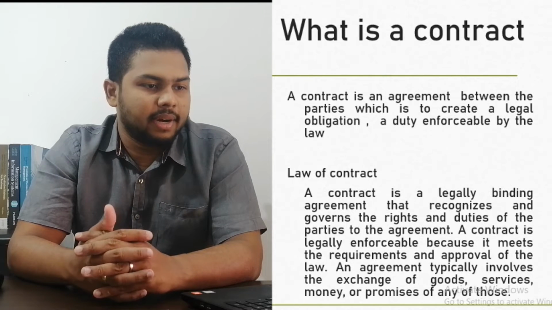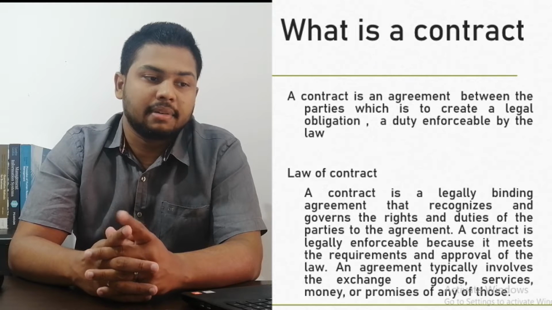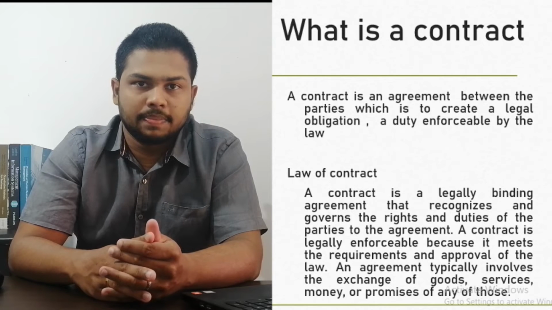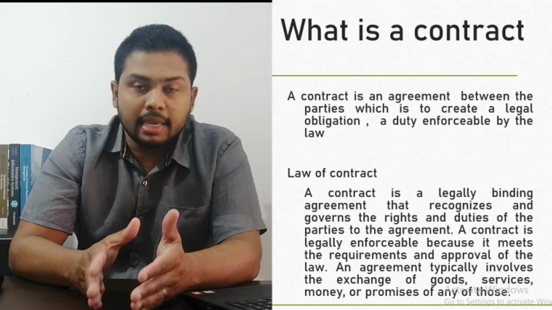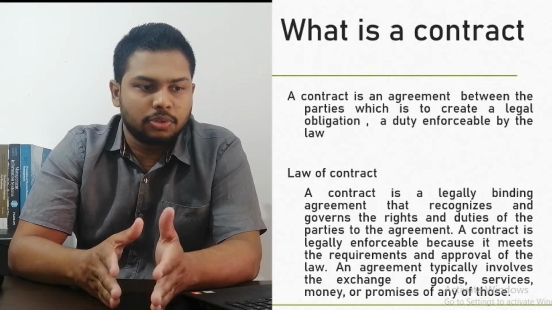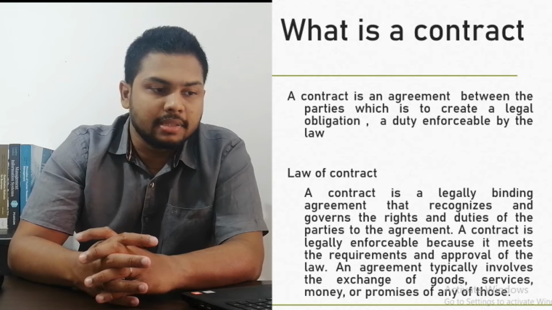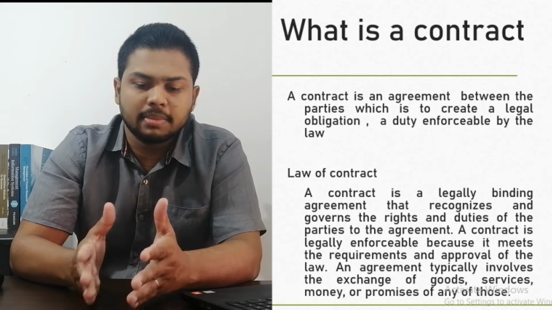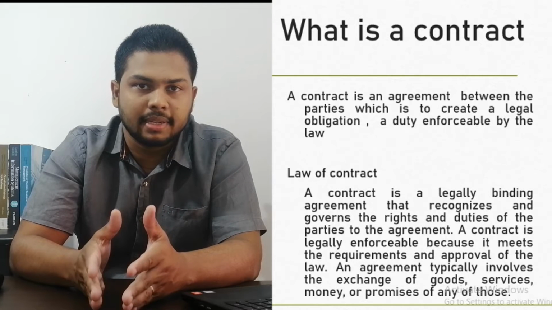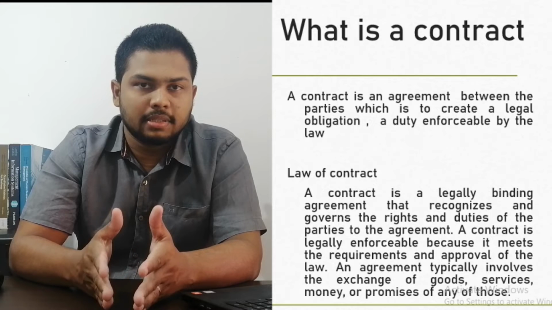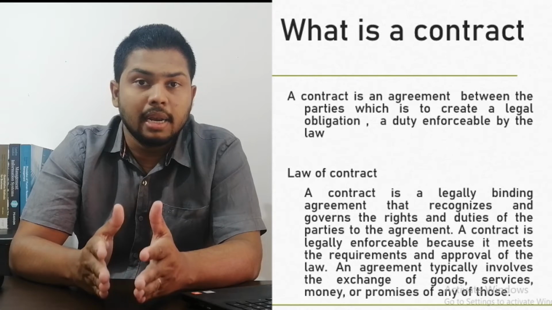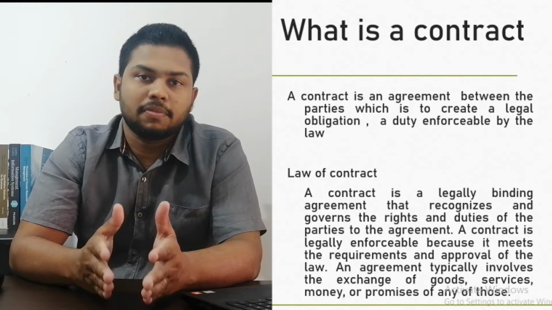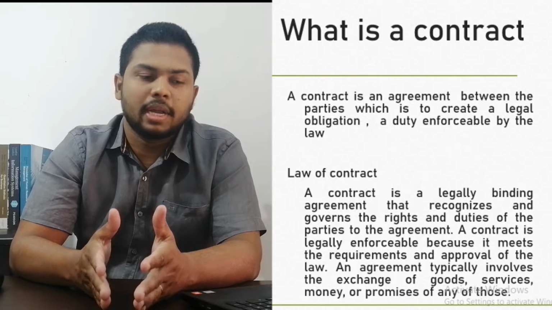So the law of contract can be defined as: a contract is a legally binding agreement that recognizes and governs the rights and duties of the parties to the agreement, which shows you there's a legal governance for it. And also, a contract is legally enforceable because it meets the requirements and the approval of the law. So all the terms and agreements must be enforceable by the law, in the sense that all the terms and conditions are legal. In some circumstances they can be not ethical, but of course those are legal. So because of that, you can come into the contracts.